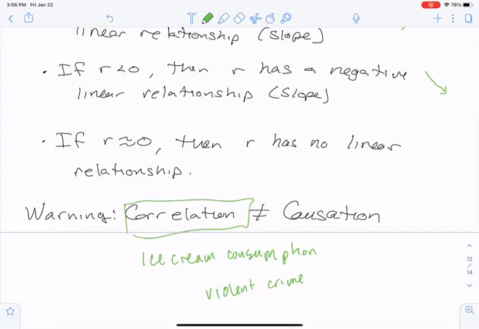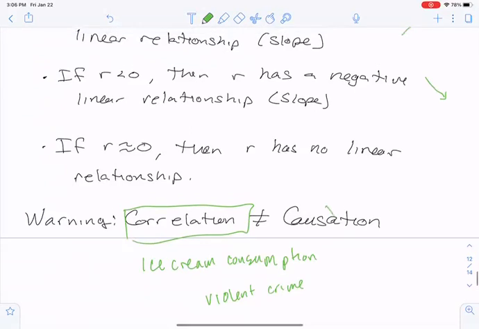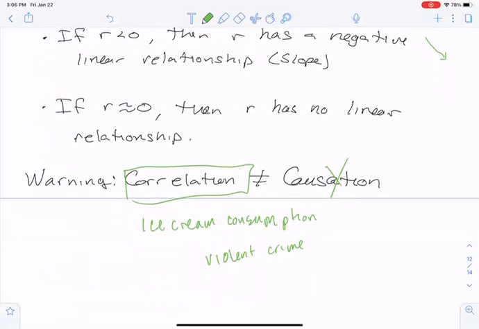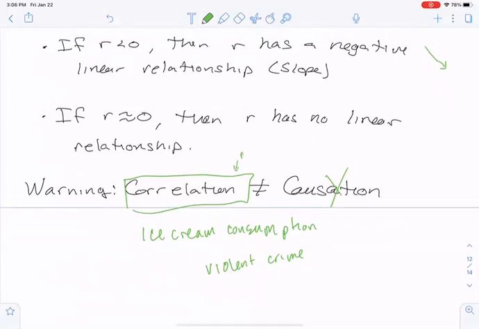However, I don't think anyone could say that ice cream causes monsters, right? That's not what we're trying to say there. I believe what we're trying to say is if R is very strong, if R is very close to 1, a high correlation really means we need to do more investigation to see if there is a causation. Maybe it does cause it. We have to study it, or maybe it doesn't.